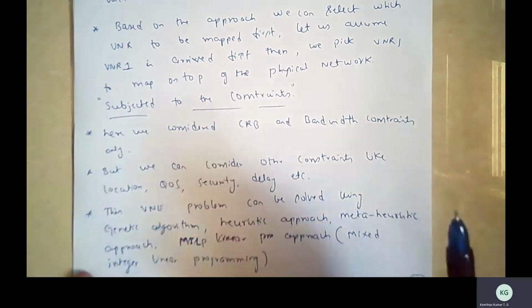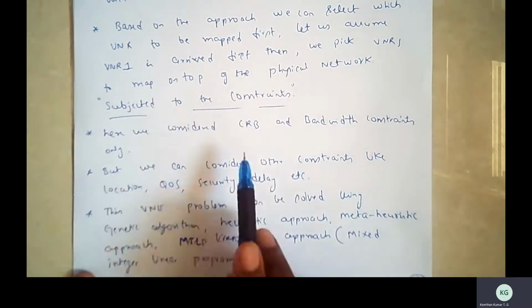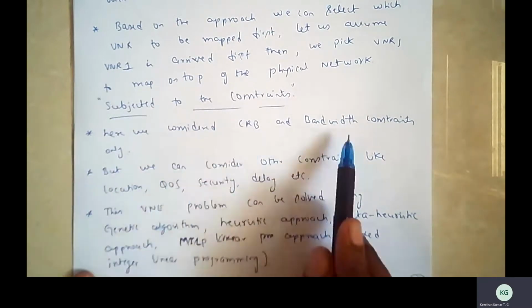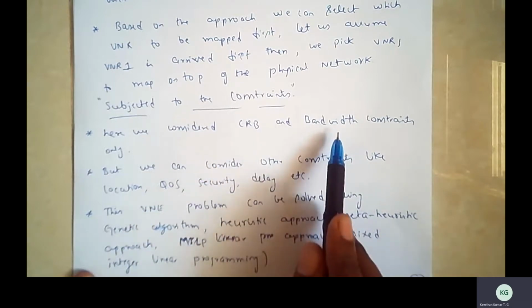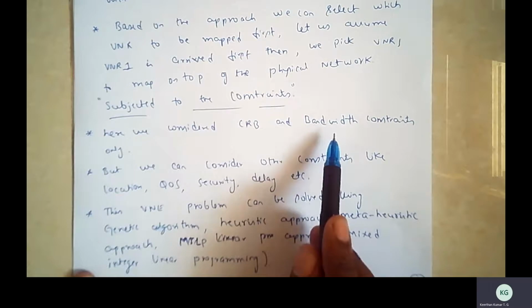It should be subjected to some constraints. In this problem, currently we took only 2 parameters, that is CRB and the bandwidth constraint. We are going to validate our mapping. Before mapping, I'm going to check the CRB and bandwidth constraint. Only if both are satisfied, then I'm going to map.